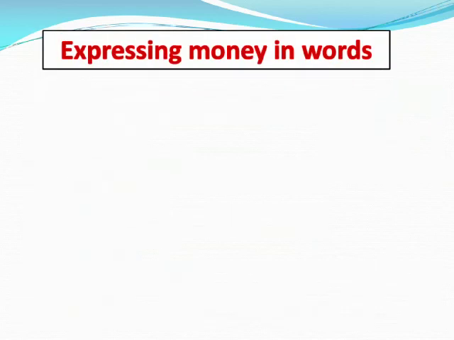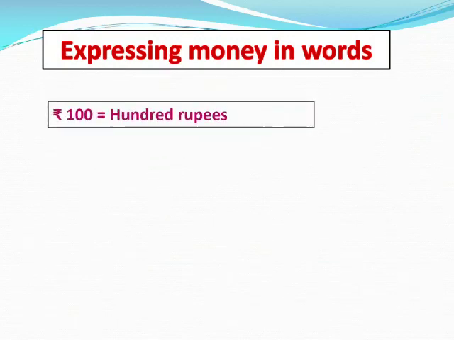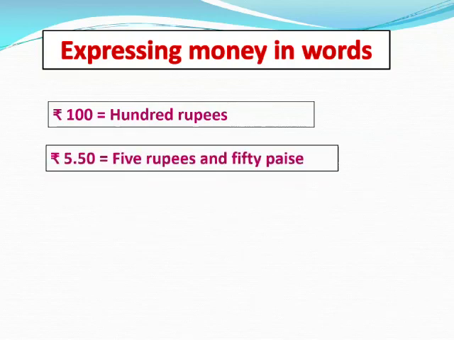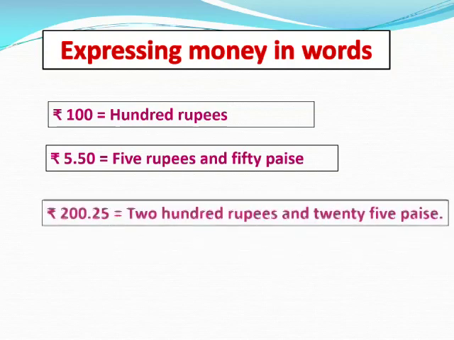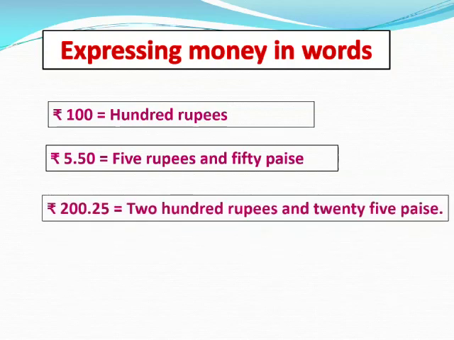Okay children, see next, how to express money in words. Here first question is rupees 100. In words it is written as 100 rupees. Next, rupees 5.50. It is written in words as 5 rupees and 50 paise. Next, rupees 200.25. It is written in words as 200 rupees and 25 paise.